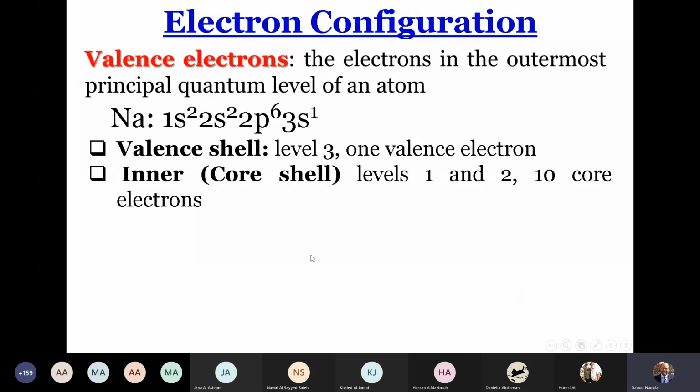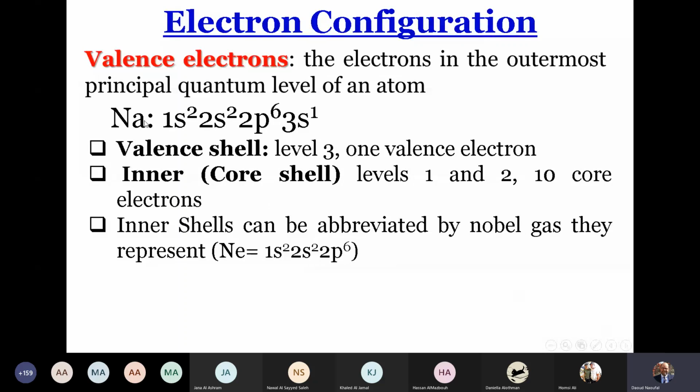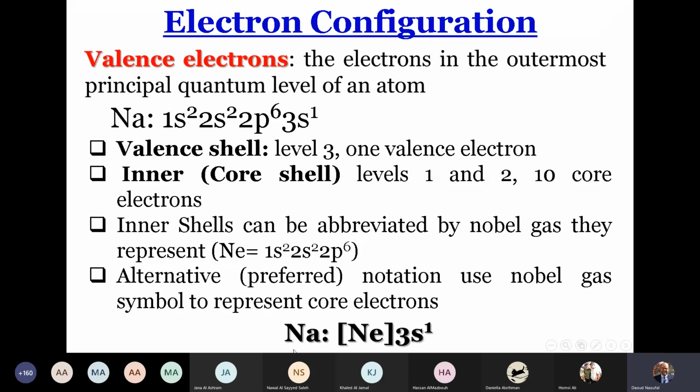For this reason, we can simplify the electronic configuration of sodium by replacing the core electrons with the closest rare gas. For example, 1s2, 2s2, 2p6, we have 10 electrons. This is the electronic configuration of neon. So we write the electronic configuration in another form: Na, sodium, is the electronic configuration of neon, and we have 3s1. This is the abbreviation using the noble gas neon.